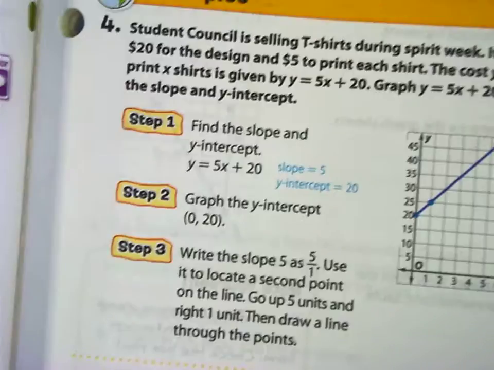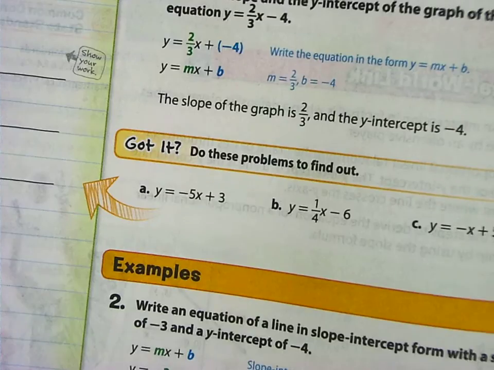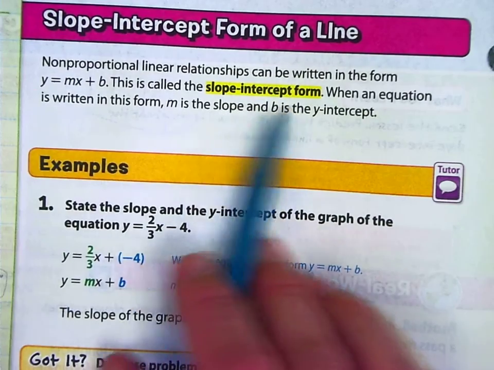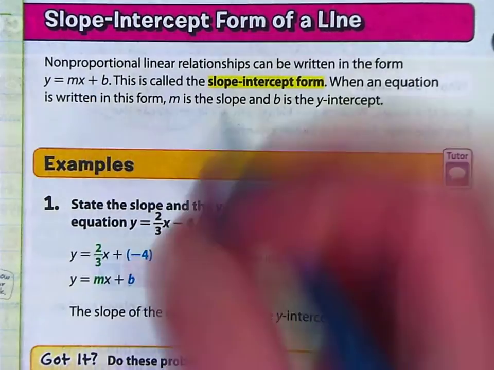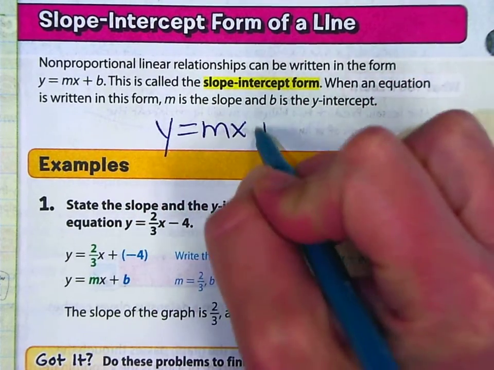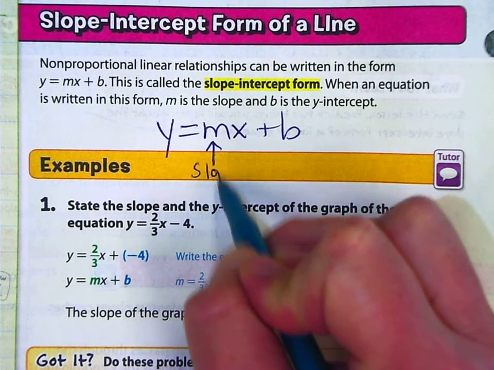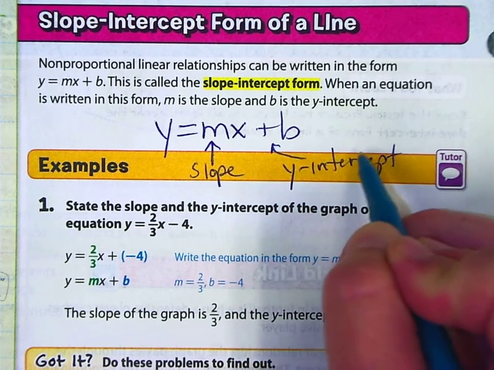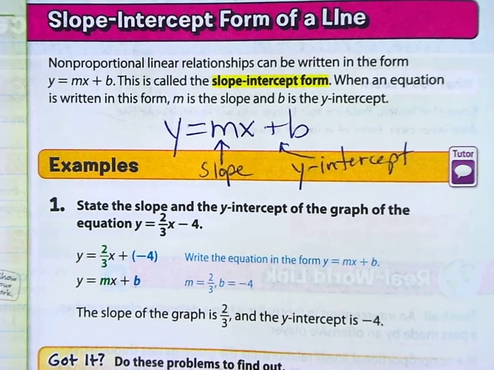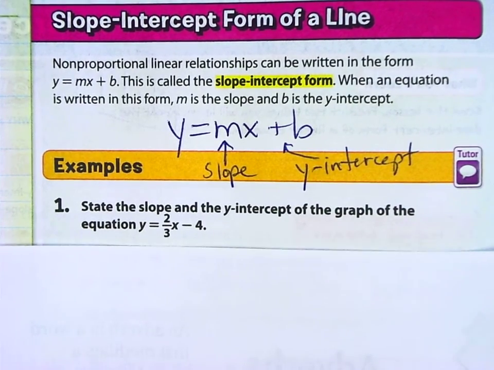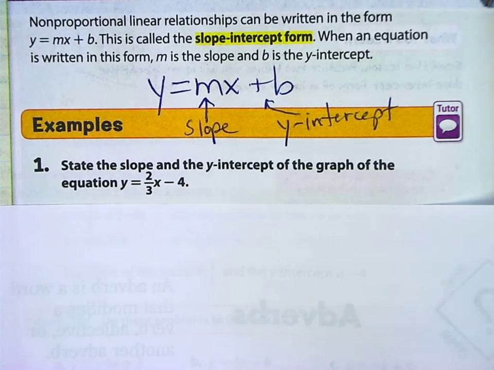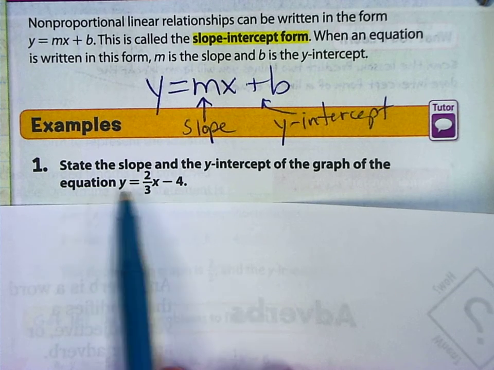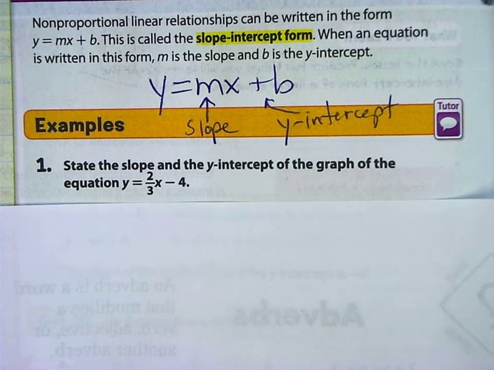Okay, so let's take a look at page 200. So turn your page, let's look at 200. Again, slope-intercept form is y equals mx plus b. Remember, m is your slope, and the b is your y-intercept, where the line crosses the y-axis. Okay, so if you take a look at number 1, where it says state the slope and the y-intercept of the graph of the equation, as long as your equation is in slope-intercept form, which this is, then you can state exactly what your slope is and what your y-intercept is.